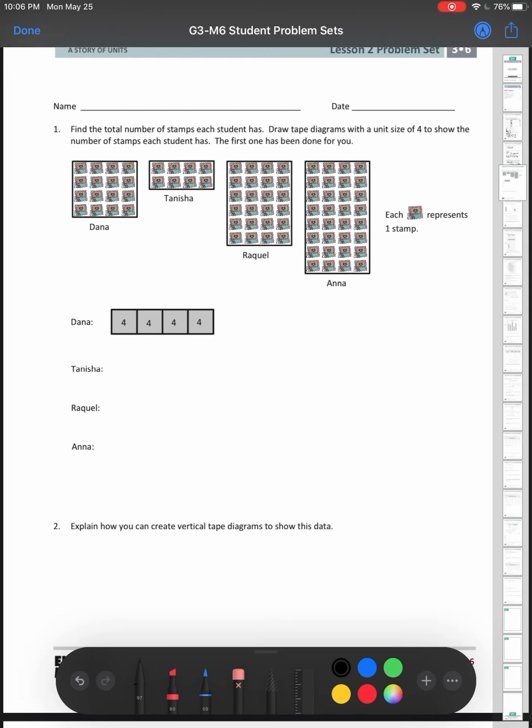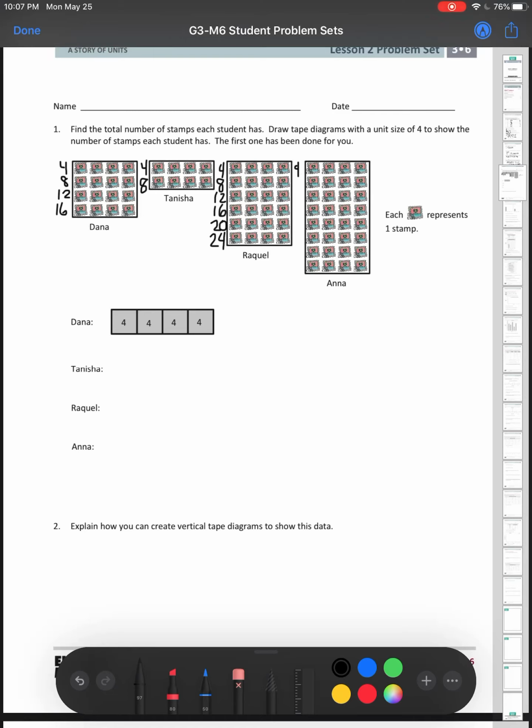So you can see the different pictures of stamps, each stamp representing one stamp. Since they're counting by 4s, I think it would be beneficial for us to label off to the side, counting by 4s, 4, 8, 12, 16. So that we know that Dana has 16. Tanisha has 4, 8. Raquel, 4, 8, 12, 16, 20, 24.